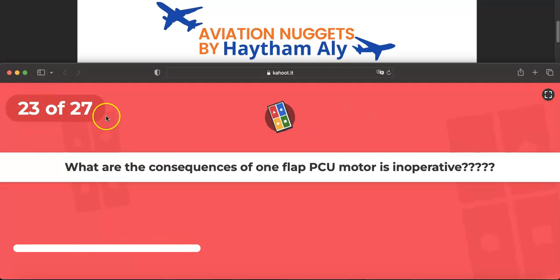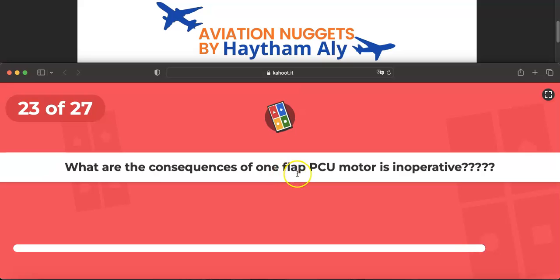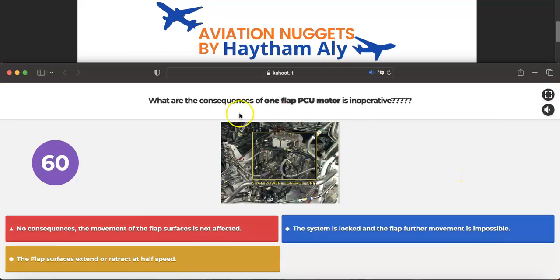Question 23 of 27. What are the consequences of one flap BCU motor is inoperative? The system is locked and the flap further movement is impossible. No consequence, the movement of the flap surface is not affected. The flap surface extend or retract at half speed.